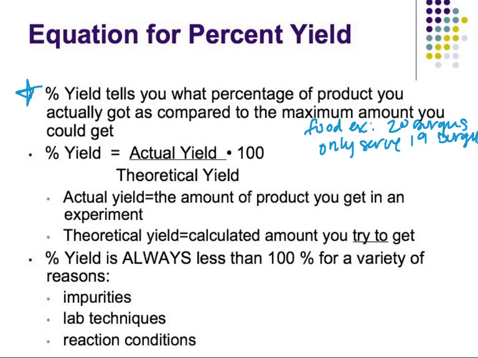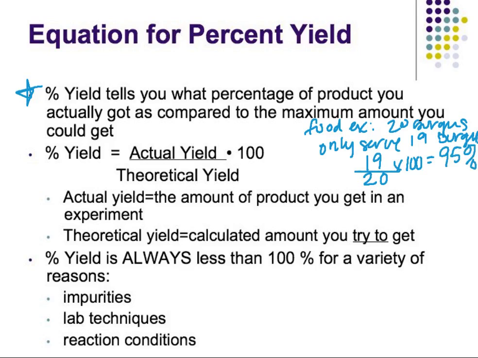So our percent yield on that: we actually made 19 burgers. We were supposed to make 20 burgers. We multiply by 100 to make it a percent, and we get on our calculator 19 divided by 20 times 100 equals 95%. We have a 95% yield.